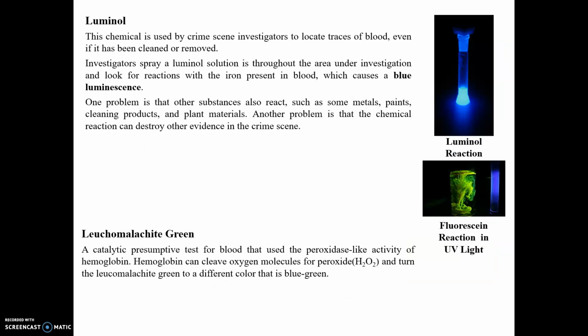All right, so one that is the big one is going to be luminol. So luminol is going to be a chemical that is used by crime scene investigators to locate blood. It is still used today, and that's because it works really well, and it's very inexpensive. So basically, an investigator is going to spray luminol throughout the area that they're looking for certain clues, and it will react with the iron that is in blood, and it actually causes the blood to fluoresce in a blue color.